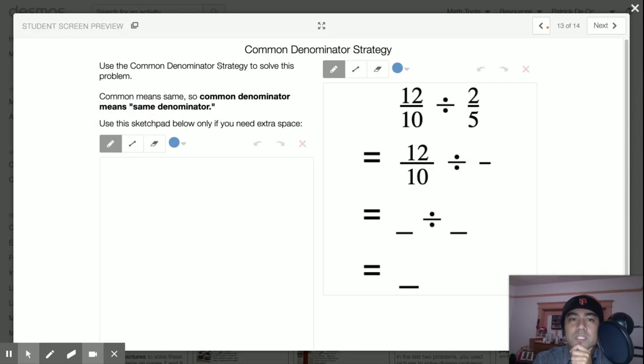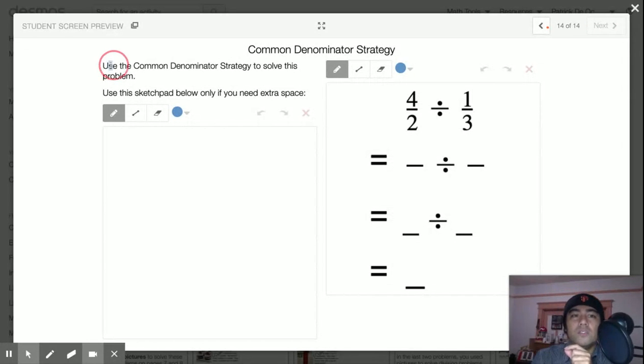Use the common denominator strategy to solve this problem, and there's the problem. Common means same, so common denominator means same denominator. Use the sketch pad below only if you need extra space. I won't go over this one because it's similar to number 11, which we talked about in this video.